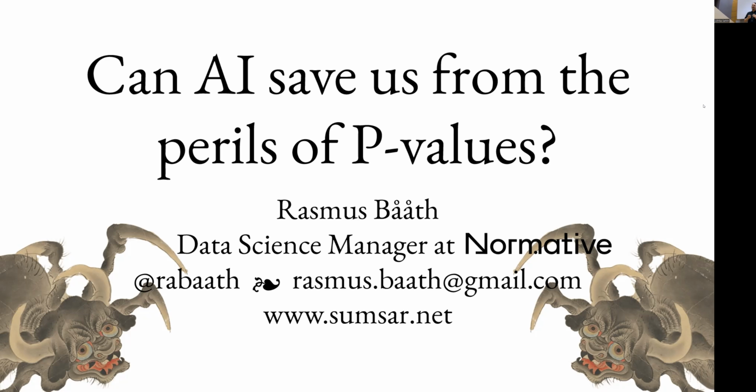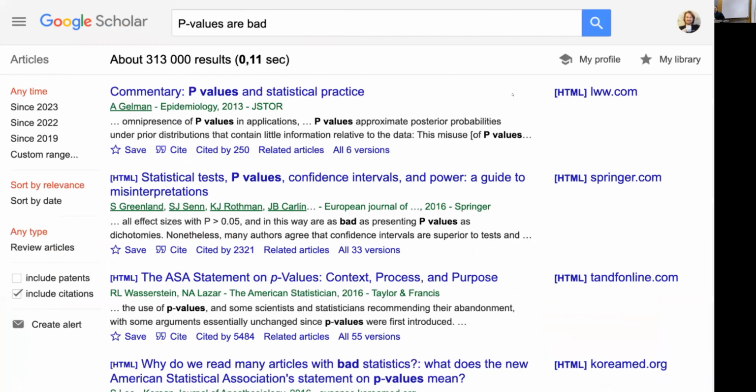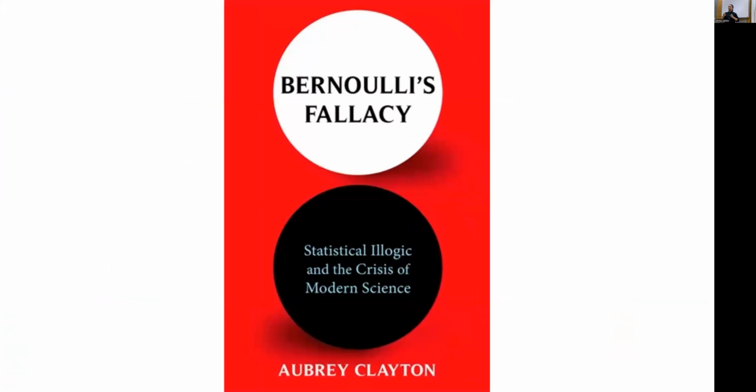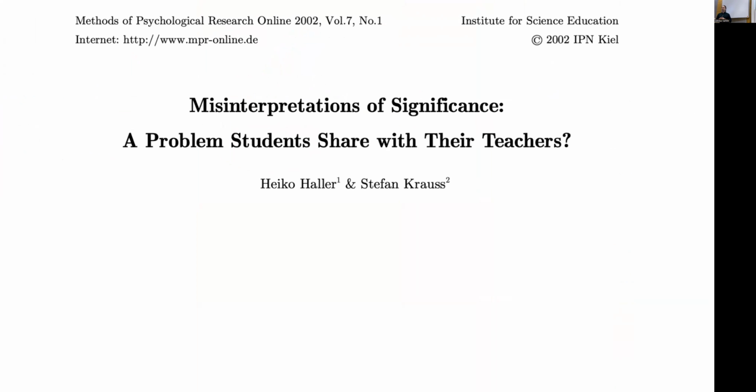All right, so p-values are bad. Yes, that's the premise. P-values are bad, and many people have written about the problems with p-values. There are thousands of articles. Some people have even written whole books about it, like Aubrey has. But one of my favorite articles is this short article by Haller and Krauss, which highlights one problem with p-values, and that is that they are so hard to get right and so easy to misinterpret, even for people that should know better.